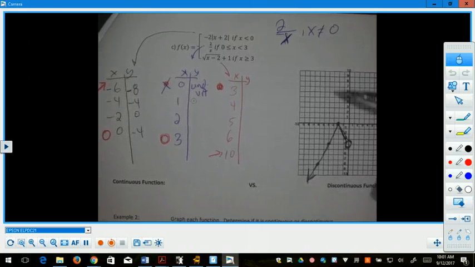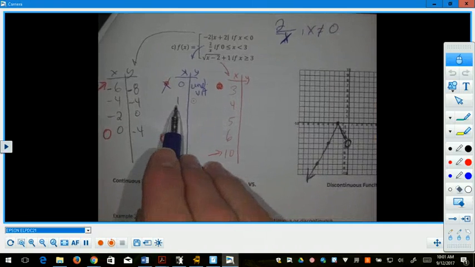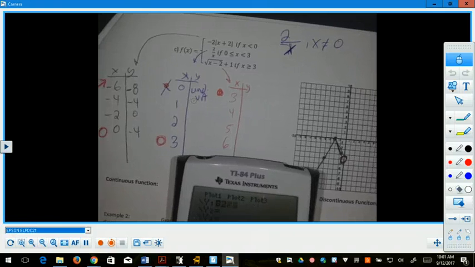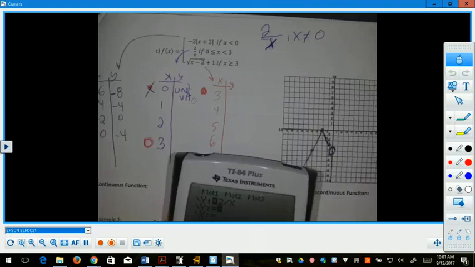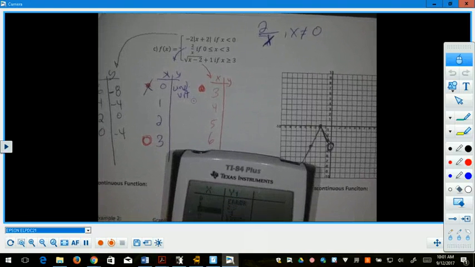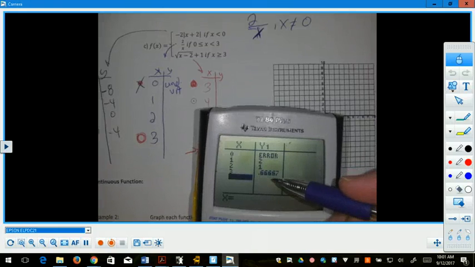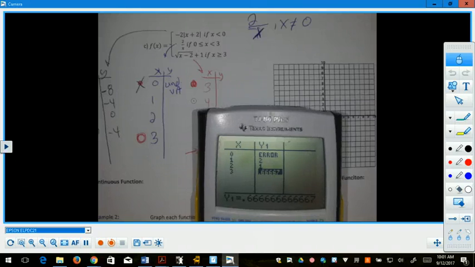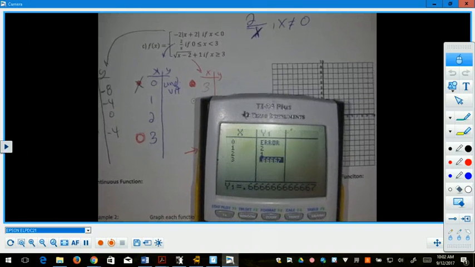Okay, we'll talk about some of the other types as we go on. Some of them have holes, if you have a factor that cancels out in the numerator and denominator. So now I have this. I'm still going to put this function in my calculator. I've got 2 over x. 0, you can see 0 is undefined. 1, 2, 3. So I've got 2, 1, and then 0.6 repeated. Does anybody know what fraction it is? 2/3.